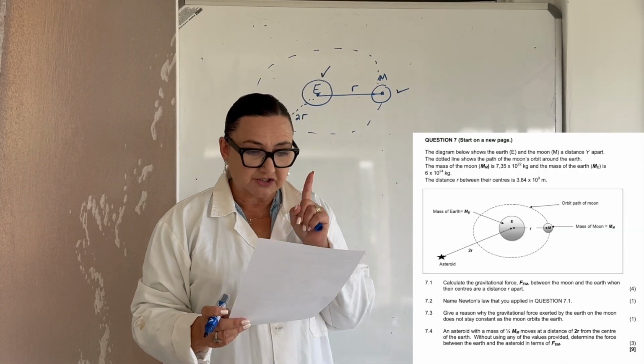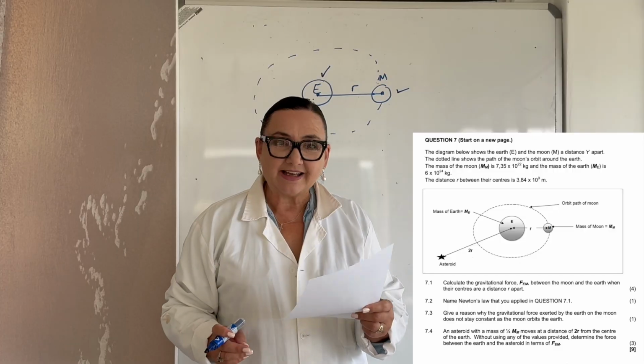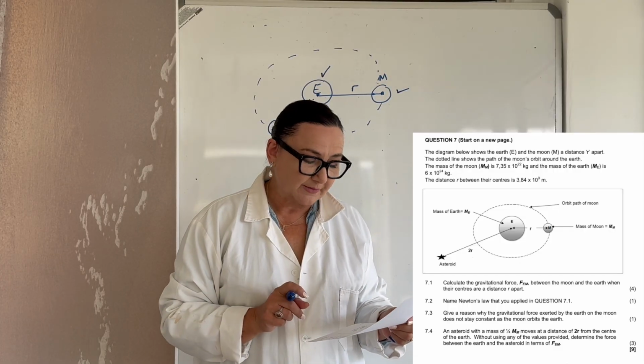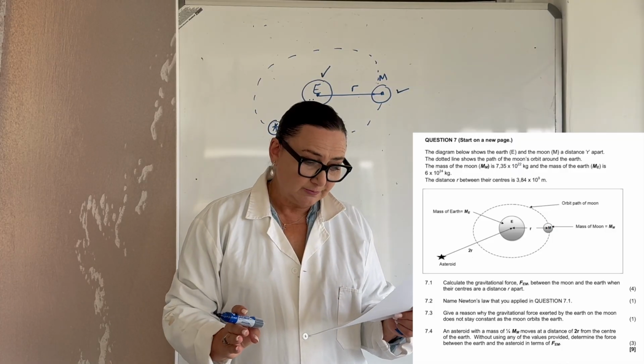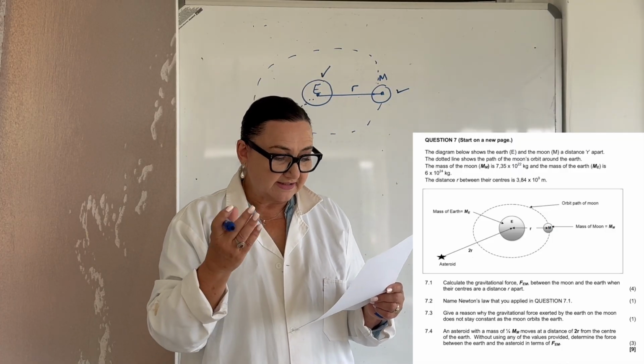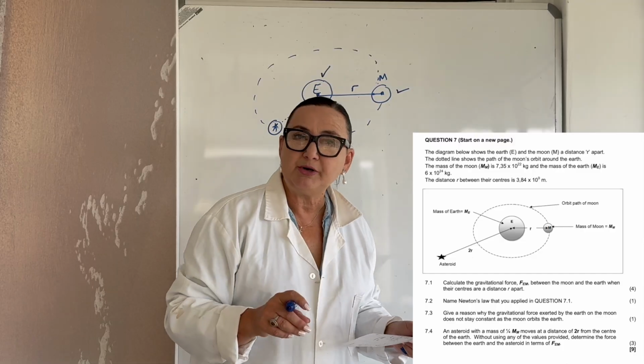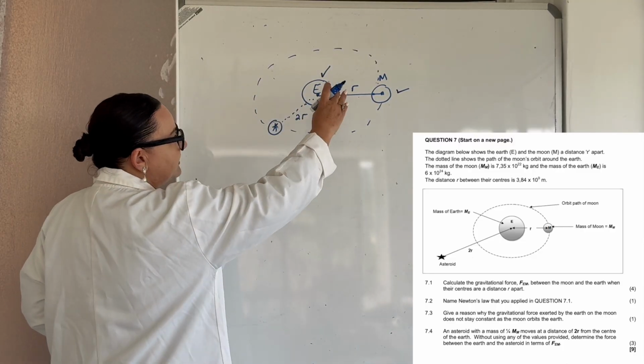The first question is, calculate the gravitational force F between the Earth and Moon, their centers a distance r apart. So we do have everything we need.